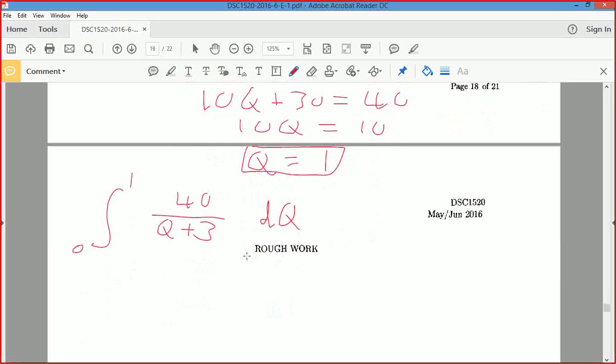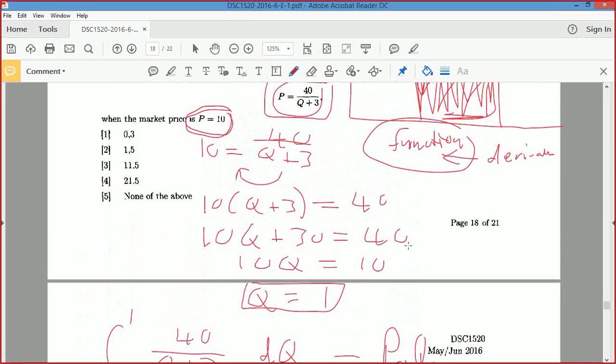That's what I need to substitute in, which is the naught and the 1, for the 40 over Q plus 3 dq. Right, because this is a curved graph for consumer surplus, you also need to subtract P0 times Q0. Okay, so your price 0 times your Q0.